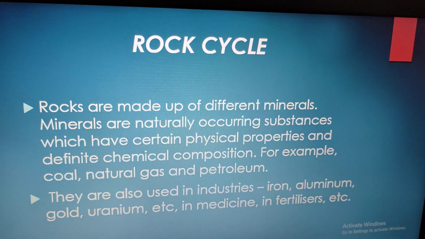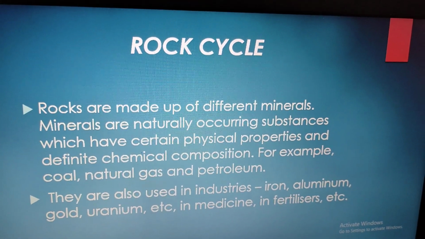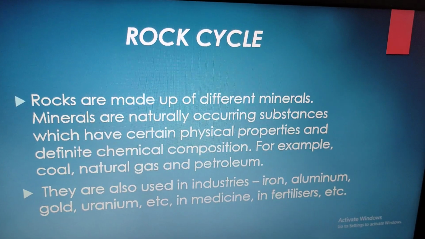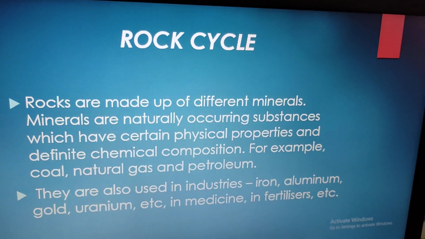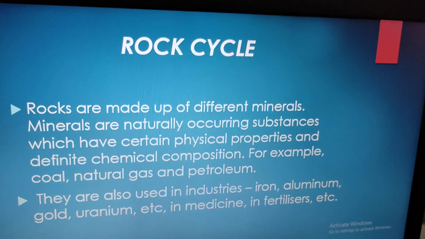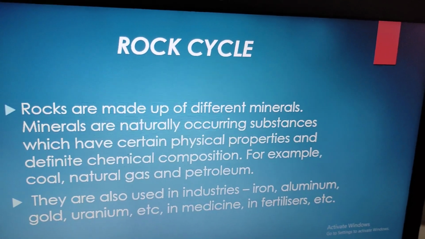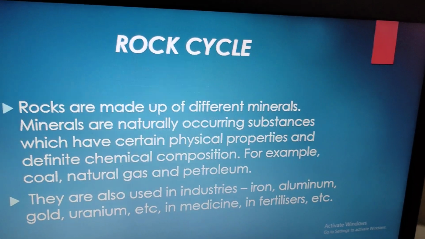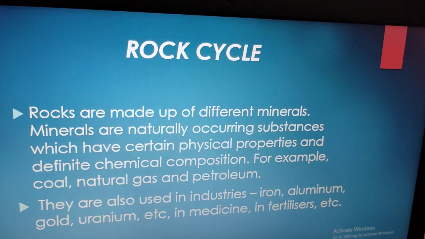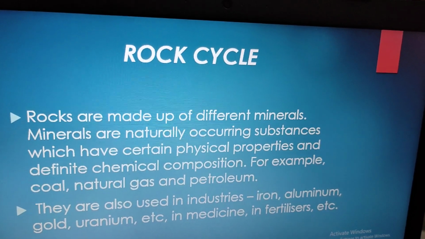So rocks are made up of minerals, right? The core of the earth is rich in minerals. So when the molten magma comes out of the earth, these rocks come out along with the magma and the minerals, and when this magma cools down, the minerals are trapped in the rocks.